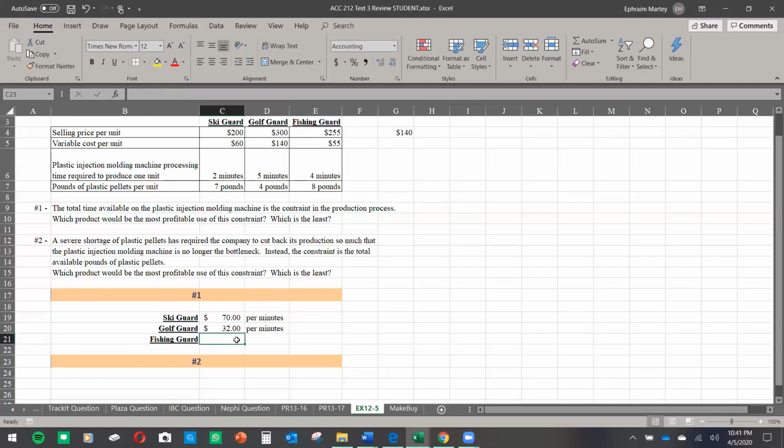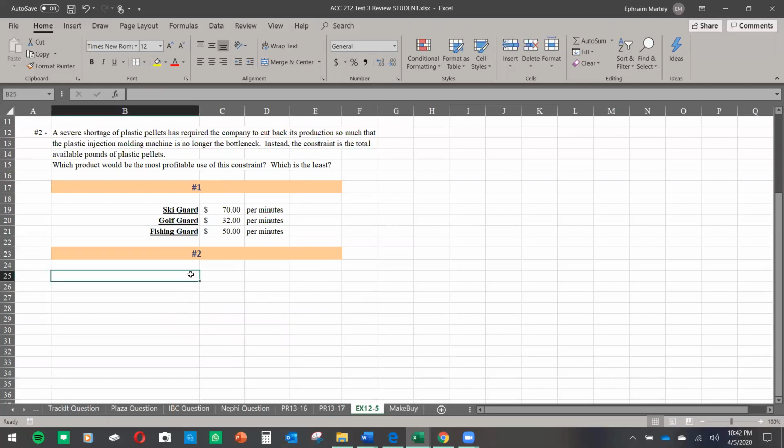So with the third one, you find the contribution margin, and then you divide that by the constraint. The contribution margin is the selling price minus the variable cost, and then divided by the minutes. The minutes are 4, so that is 50 per minute. So which one is the least, and which one is the most profitable? It's obvious. The $70, the ski car guard, is most profitable.